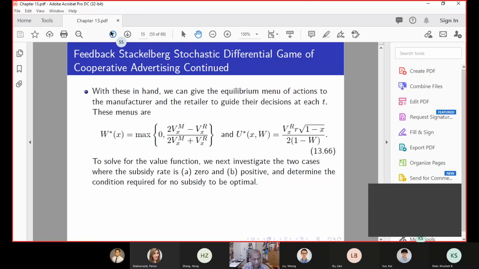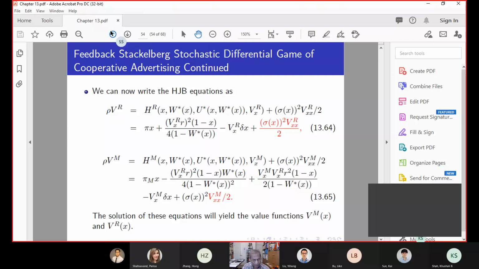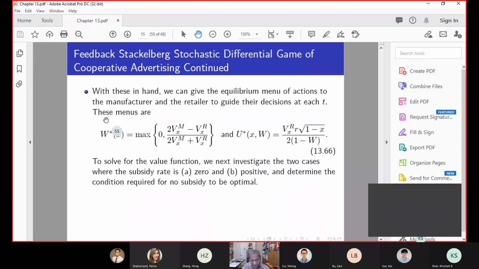So where are we now? Let me see. Yeah. Once we have that, we can find both W star and U star. Then there are 2 cases here, and we determine the condition required for no subsidy, which means this 0 to be optimal. We actually can tell you a priori which is the case. And then we can solve those 2 problems in 2 different cases.